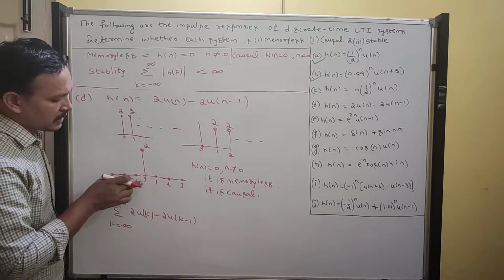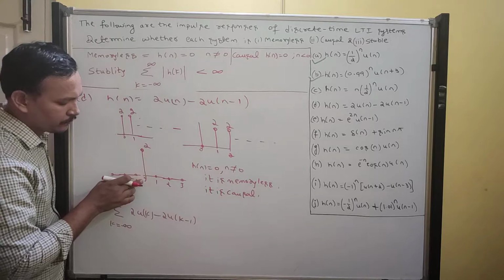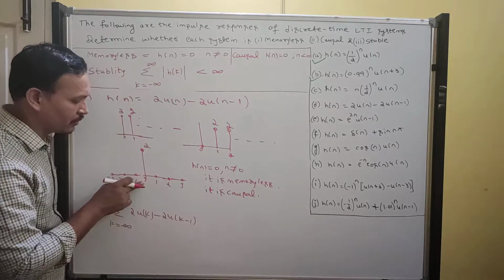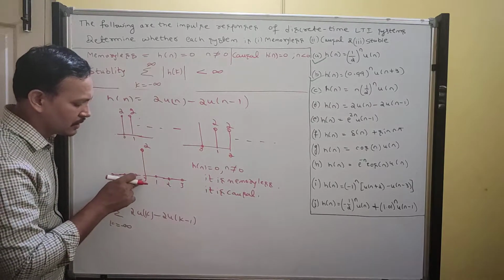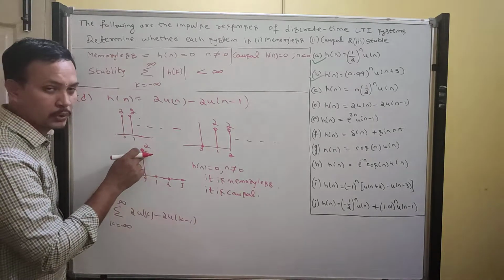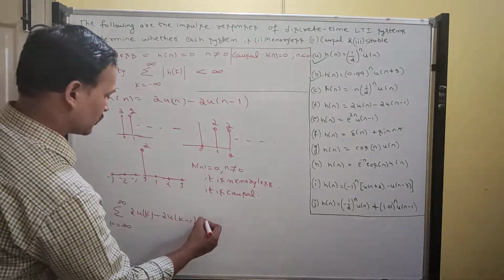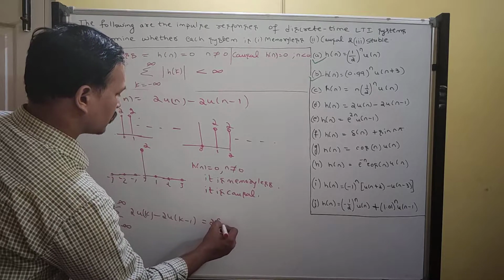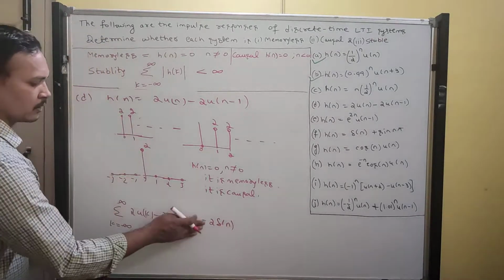What is the answer I got? 2. We have only one sample. The sample is present only at 0, and at 0 we have 2. So this entire thing I can write as 2 into del of n.